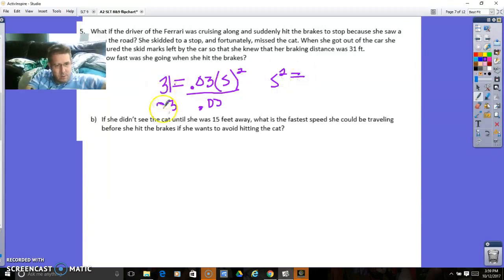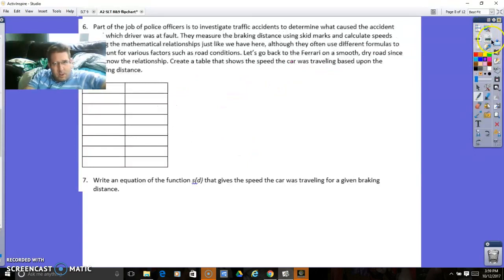Because s squared equals whatever this is, 31 divided by 0.03. And then take the square root of both sides, and that's going to give you your answer. Same thing for this one. So put 15 feet in for the answer, and then solve for s. All right, so getting to the next part.